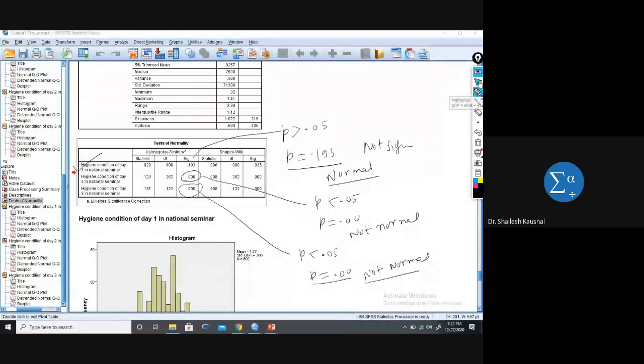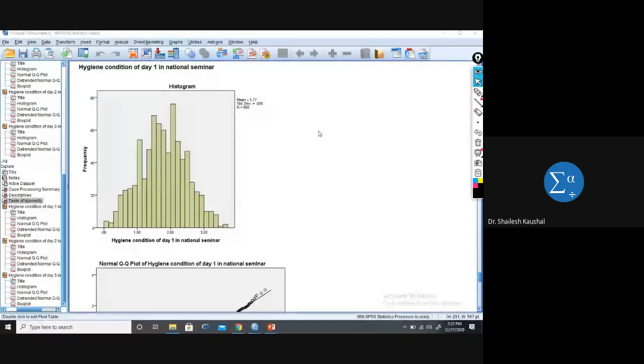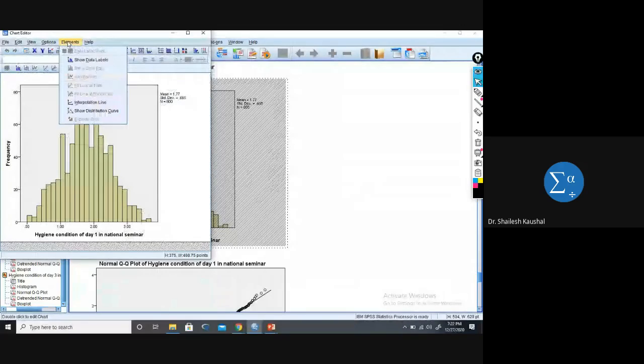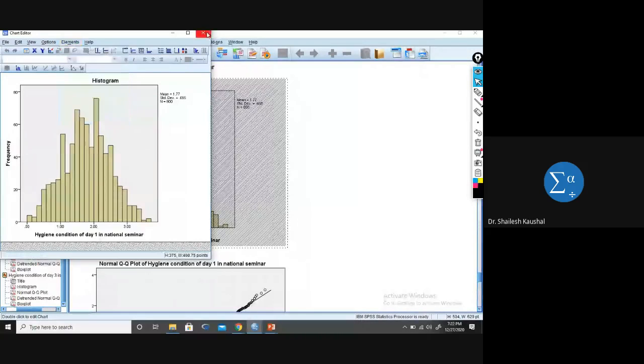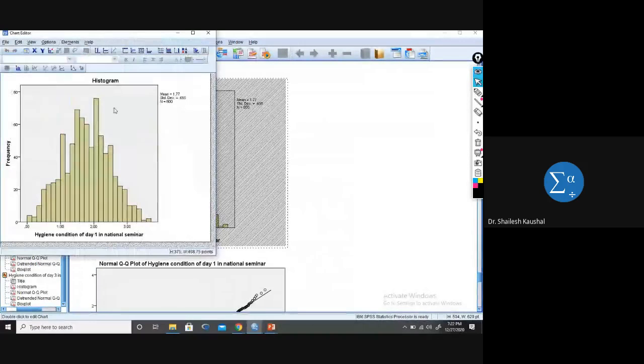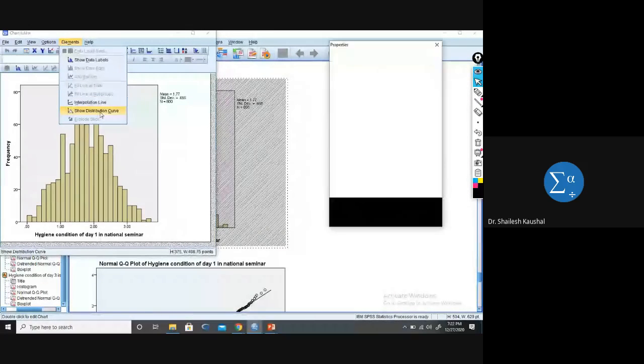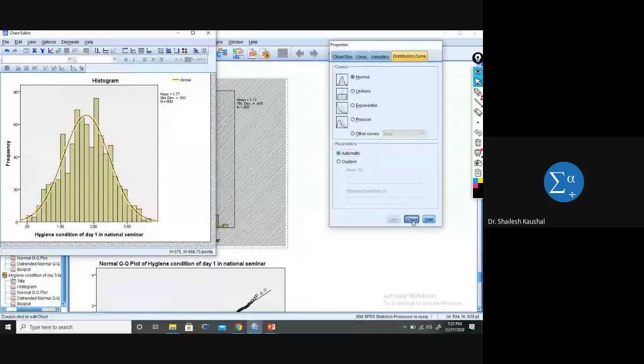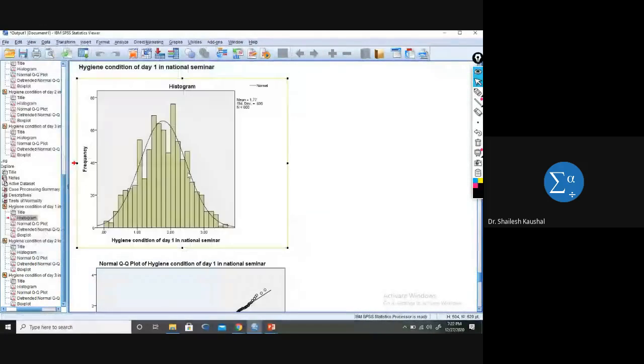And then we see the graphs, histogram and PP plot. Through the histogram we can see, I am double clicking it and superimposing the normal curve. If you want to superimpose the normal curve, how will you do it? Double click this graph and then go to Elements and Show Distribution Curve. So we can find the normal distribution curve on this data. So it is more or less normally distributed.